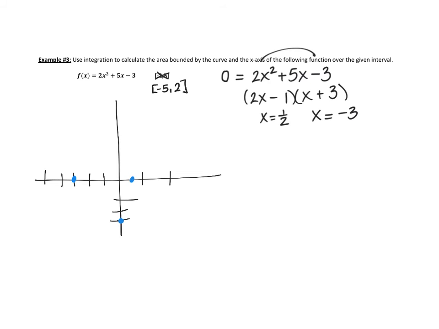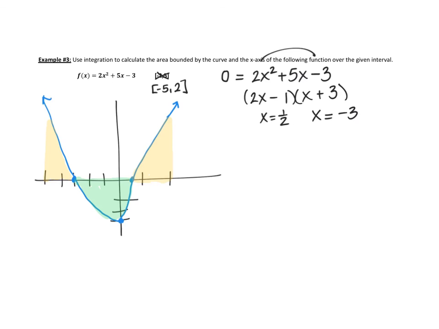So to the best of my ability, I'm just going to draw a little bit of a sketch. So it should look something like that. Again, not perfect. Yours should be a little bit better, but that's the idea. And let's calculate the area under the curve from -5 to 2. So here's -5. So -5 to -3 is above the x-axis. +1/2 to +2 is all above the x-axis. And from -3 to +1/2 is all below the x-axis.